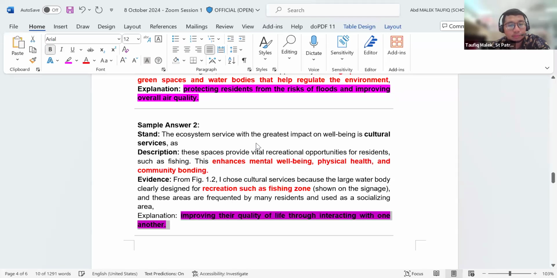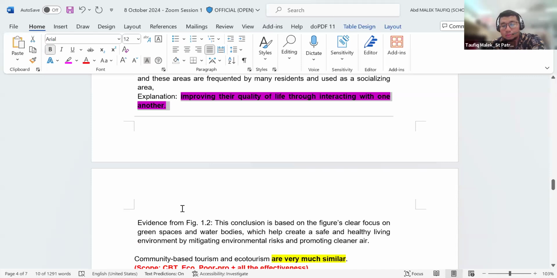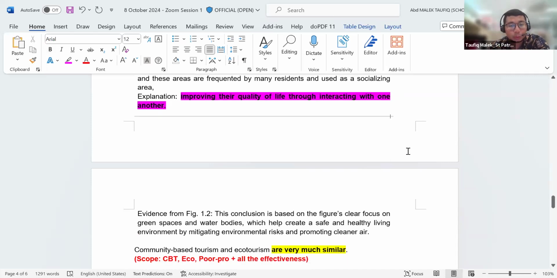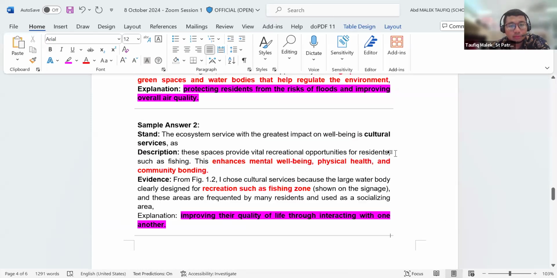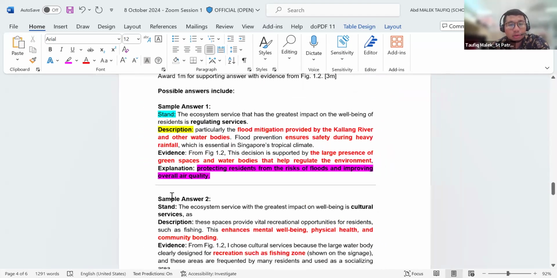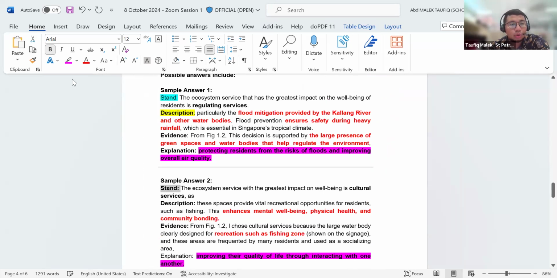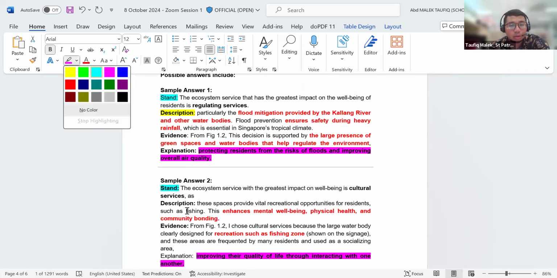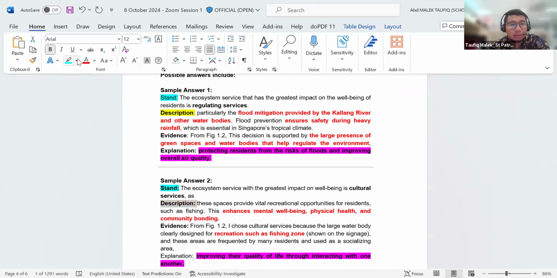Okay. So far, so good? Or blur? Who is blur? Must tell me.